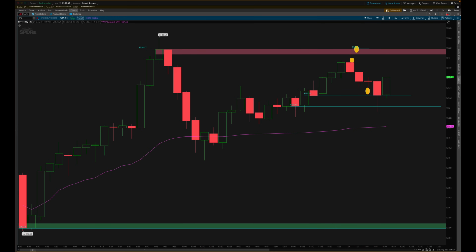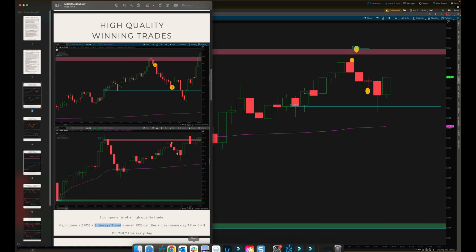Those are the easier days to play because you're waiting for predetermined zones that you specifically drew to actually be hit, bounced off of, and then boom, you have a trade. So sideways trending day. Next, very, very important piece that a lot of people miss out on: small RCE candles. The RCE being those little small candles over here, you need those to be small in nature so they're closer to that stop loss, so you'll have less to lose but way more to gain.